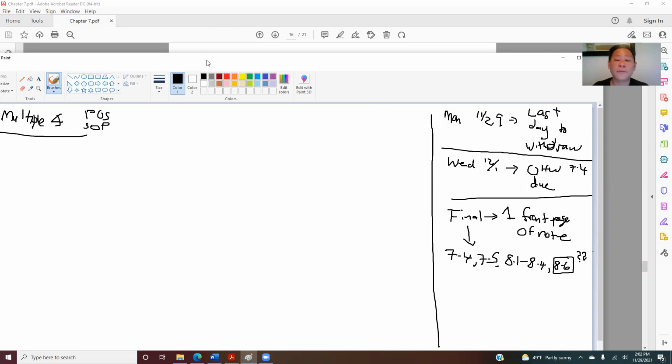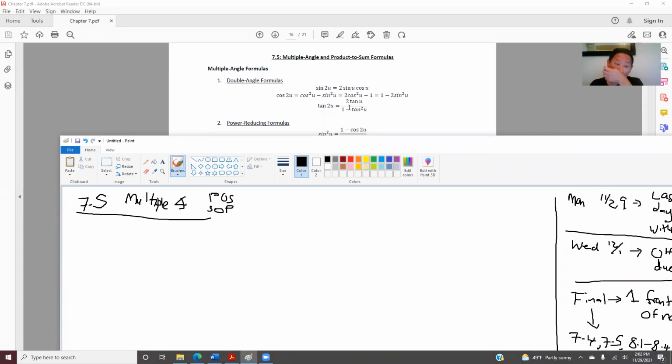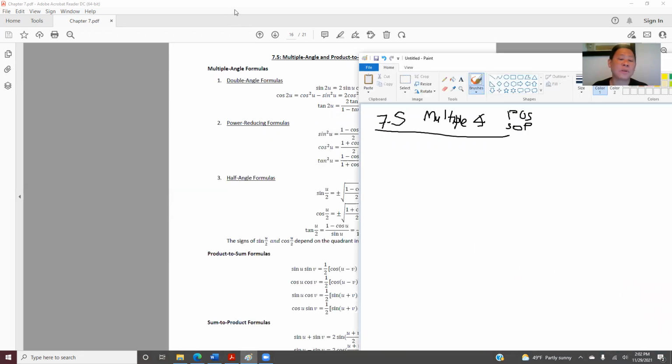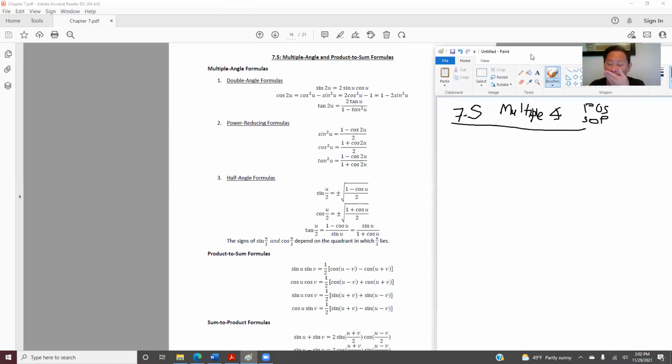So now we talk about the formulas here. These formulas are very important, and the name of each formula is also important. The reason why this is called a double angle formula is because all your angles in this case are being doubled. That means you take an angle and multiply it by 2. This is the double angle formula. And sine 2u is 2 sine u cosine u.